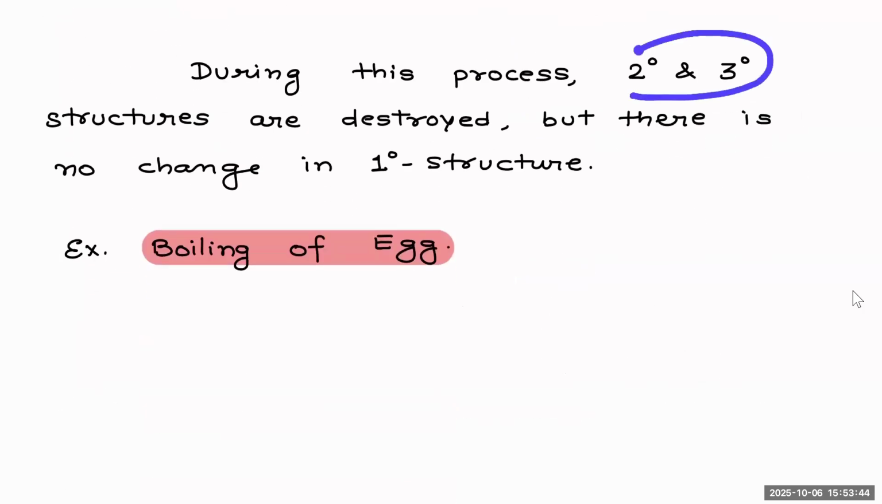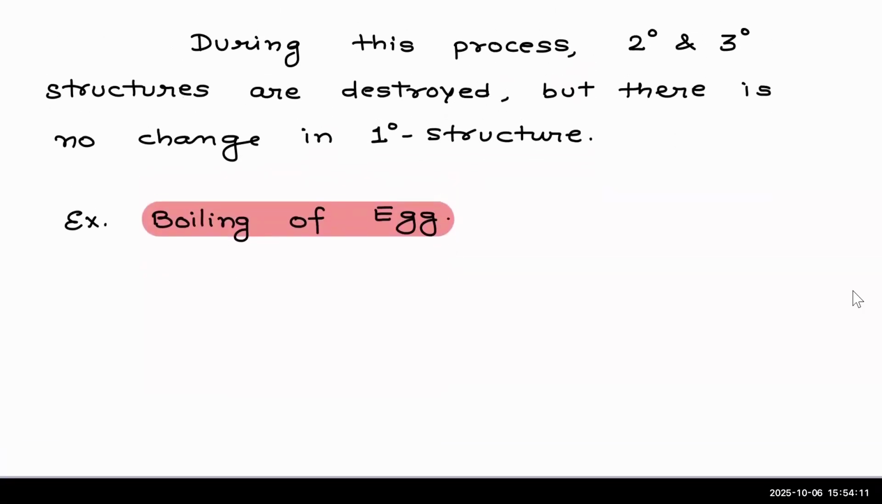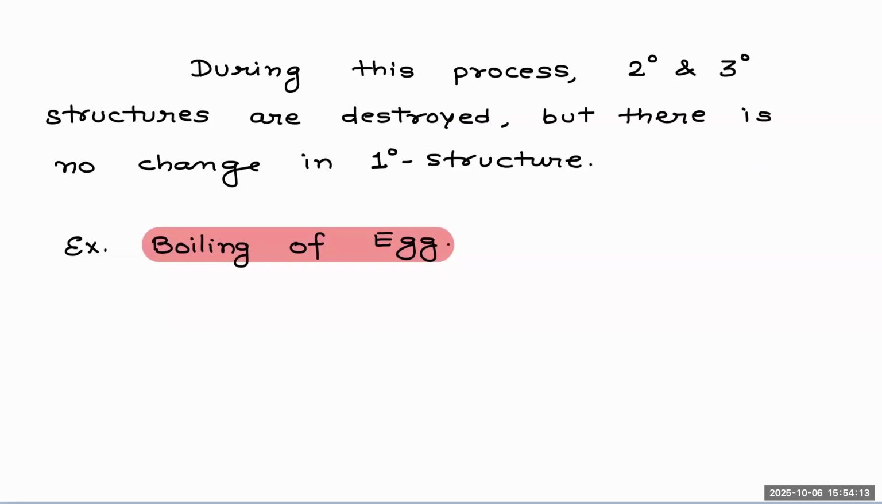So during this process, 2 degree or 3 degree structures are destroyed, but there will not be any change in the 1 degree structure. That means the primary sequence of the protein does not change. It will remain the same. Only the secondary, tertiary, and quaternary get destroyed. Okay. Any doubt in this case? Okay.